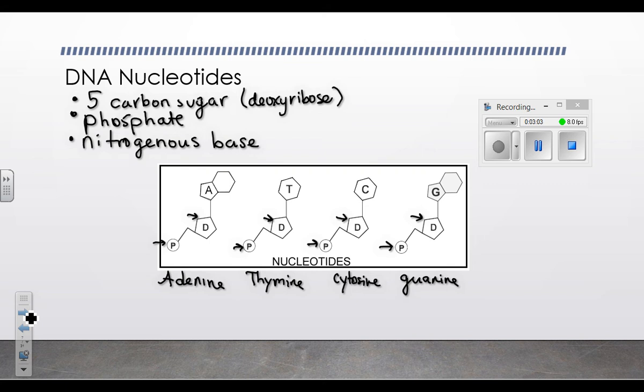Now you might notice perhaps that A and G have something in common. When I look at the top of their structure, they have sort of 2 shapes, a pentagon and a hexagon, whereas T and C look similar in the sense that they only have 1 piece. We call T and C, they are both part of the same category, and they are called pyrimidines.